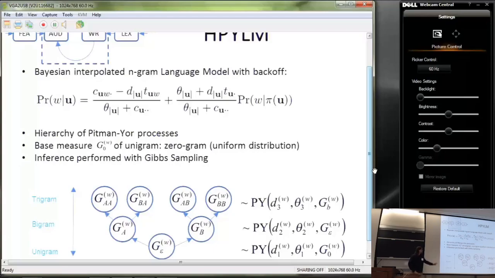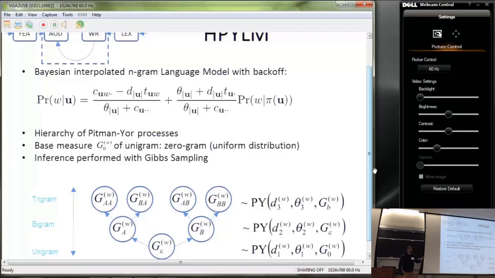One parameter is theta, which is a concentration parameter, and it governs the variance around the base distribution. But if we only have this theta, we end up with a Dirichlet process, and we know that this process doesn't match word distributions. So we incorporate another parameter, a discount parameter, and this actually gives us a Zipfian distribution. When we have the unigram, we use this unigram probability model to obtain a bigram probability model by varying around this, and again obtain a trigram probability model by varying around this.